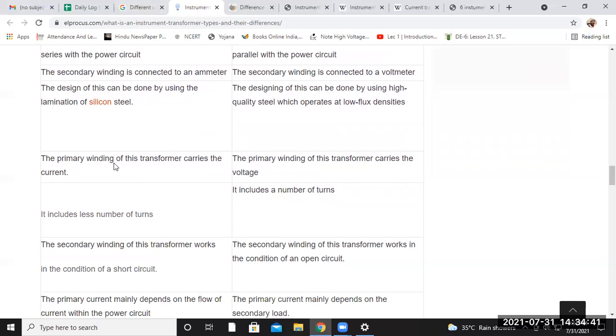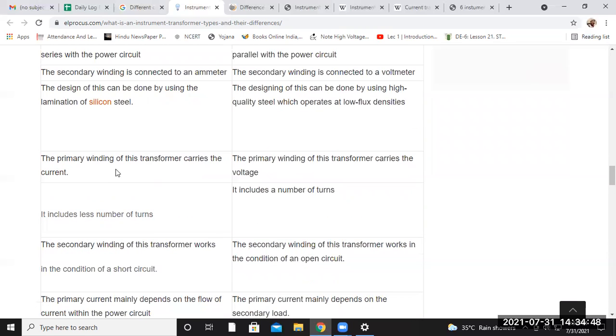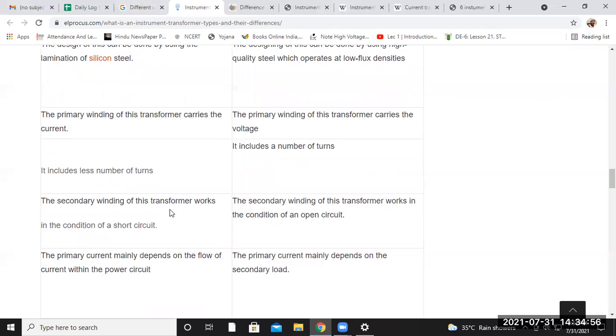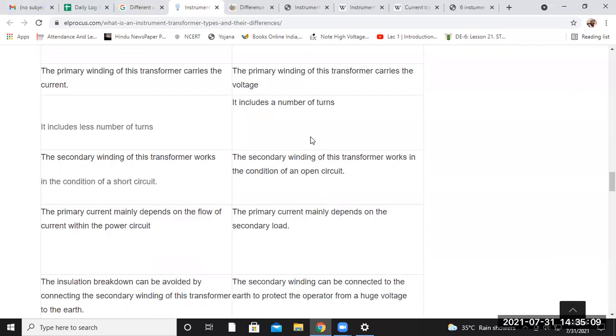Next, the primary winding of the current transformer carries the current. Similarly, in the potential transformer, the primary winding carries the voltage. This is the basic thing. Next, the current transformer has fewer turns, that means the primary number of turns is lesser than the secondary number of turns. Whereas in the potential transformer, the primary number of turns is higher than the secondary number of turns. So this is the difference.